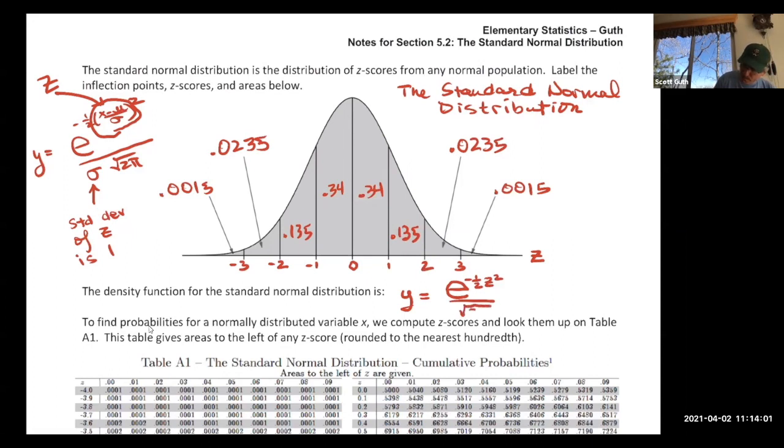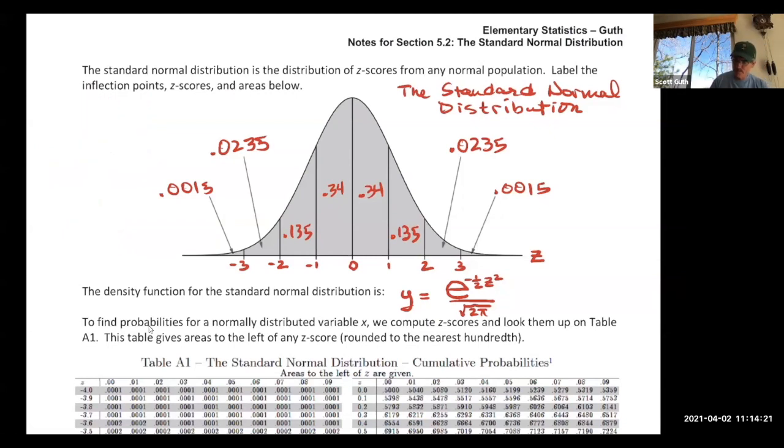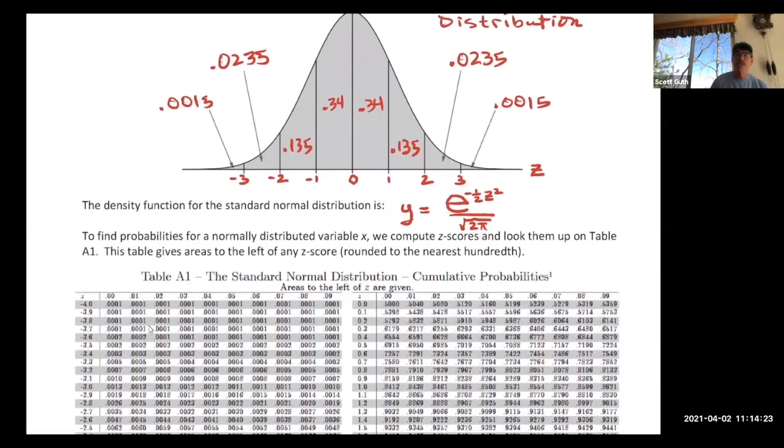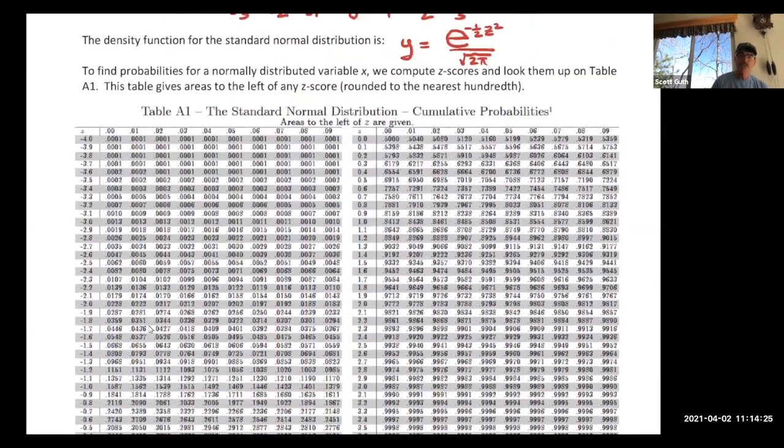And again, we don't use that. If you've taken calculus, I think you might be able to take that formula and say, oh, I know how to find areas under a bell curve, because that's what you learn in calculus. But we don't use that formula. We use this.